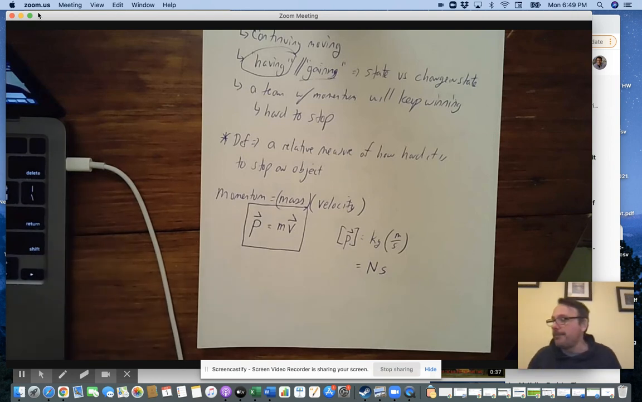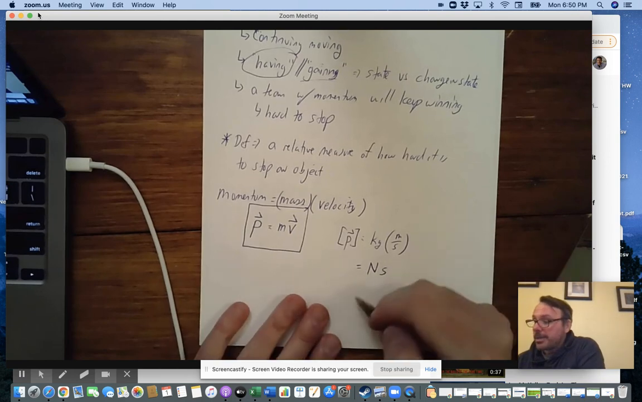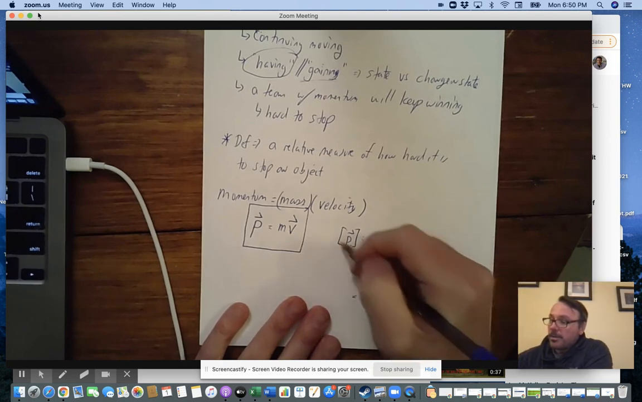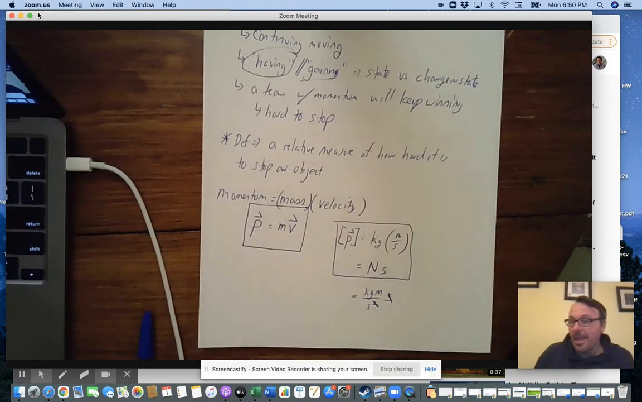Newton second, okay? So these two must be equivalent, and they are, because hopefully you remember a Newton is a kilogram meter per second squared times a second. Boom, there you have it. The Newton second is equal to a kilogram meter per second. And to tell you the truth, I tend to write Newton second as the unit of momentum no matter what I'm doing. I find it more convenient, and I hate denominators. And it's less to write, so there we go.